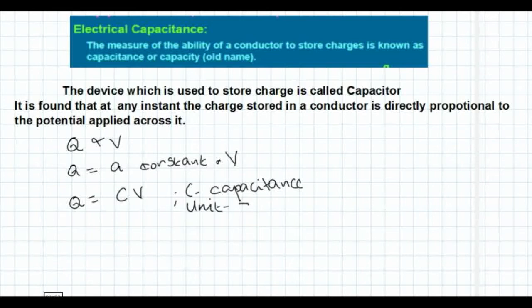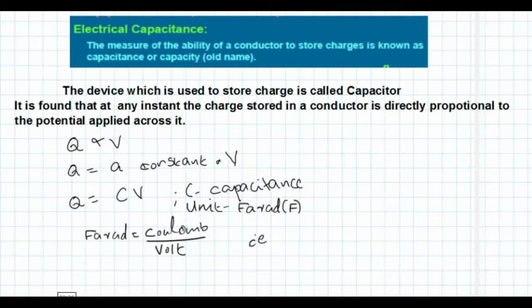Therefore, Q is equal to CV, where C is the capacitance of the capacitor. And the unit of capacitance is farad, and the symbol is F. Now, we may define 1 farad. From this equation, you can see that capacitance is equal to Q by V. Since capacitance is equal to Q by V, capacitance is measured in farad. Therefore, farad is equal to Q measured in coulomb, and potential measured in volt. So, farad is equal to coulomb by volt. In other words, 1 coulomb by 1 volt should be equal to 1 farad.